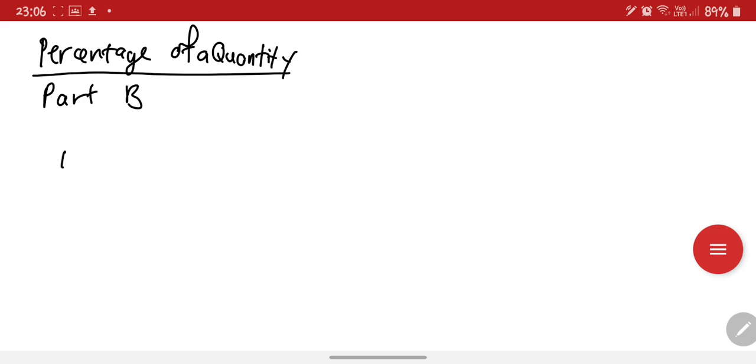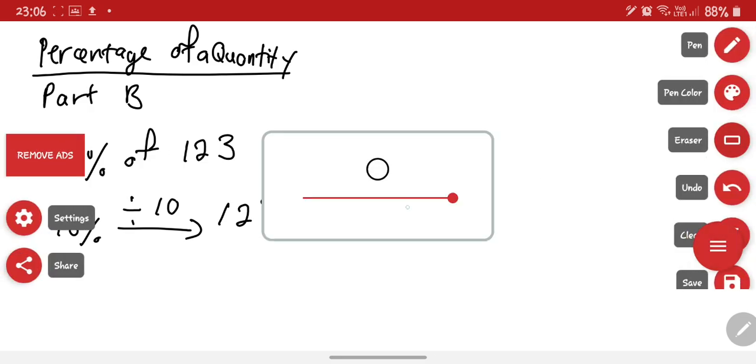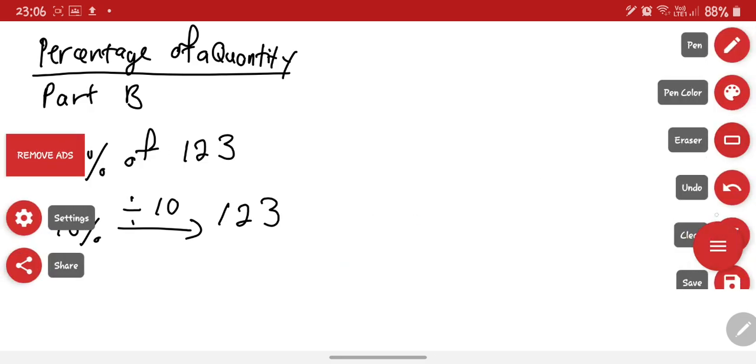First, we try using 10%. Now, 10% of, let's say I give you 123. What I want you to know here is, for you to get 10%, you have to divide the number by 10. Is that clear? You have to divide the number by 10. So 123, you want to divide by 10. So how is it done?